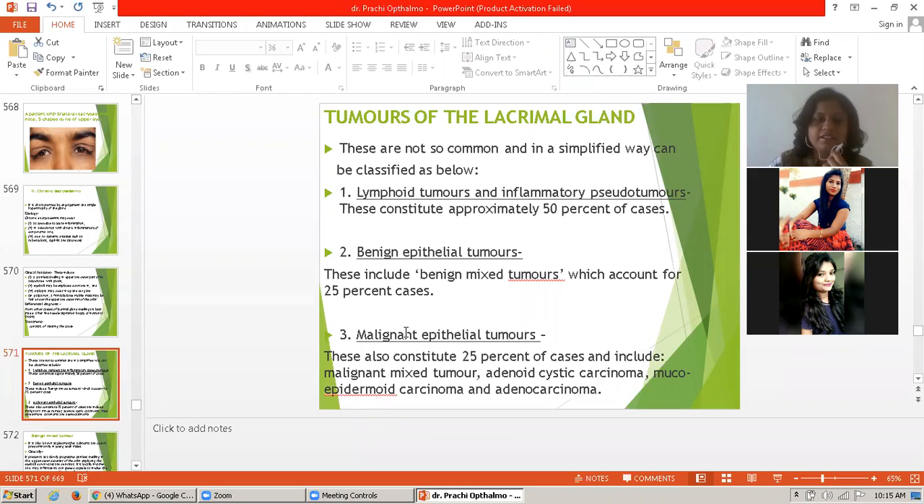Last, the third one is malignant epithelial tumor. These also constitute 25% of the cases and include malignant mixed tumor, adenoid cystic carcinoma, mucoepidermoid carcinoma and adenocarcinoma. So, malignant epithelial tumors also constitute 25% of cases and consist of malignant mixed tumor, adenoid cystic carcinoma, mucoepidermoid carcinoma and adenocarcinoma.